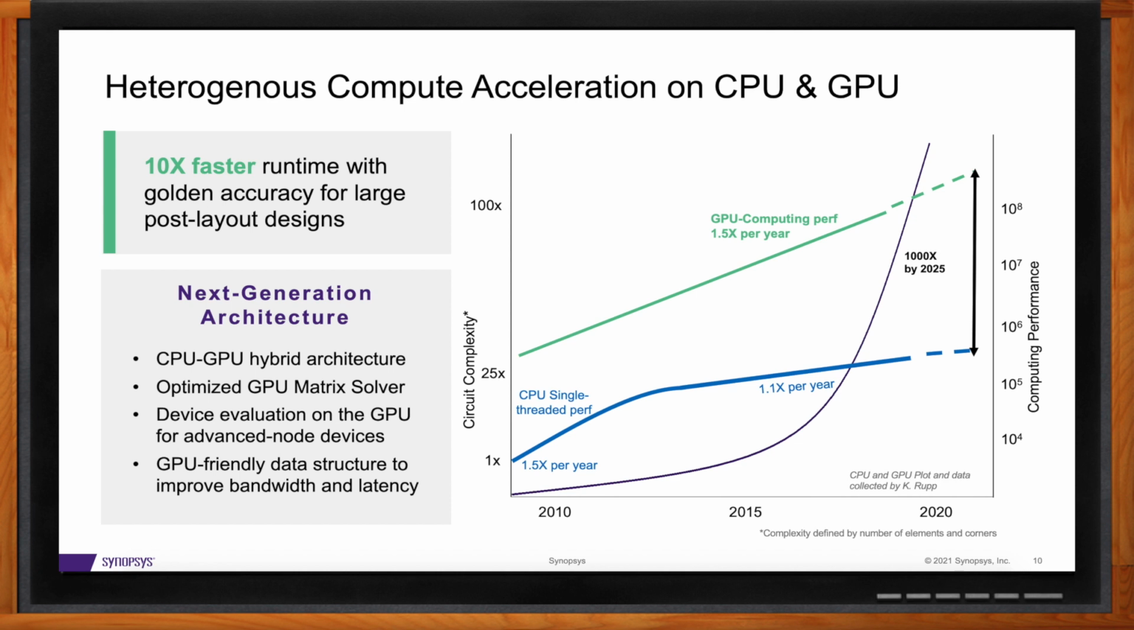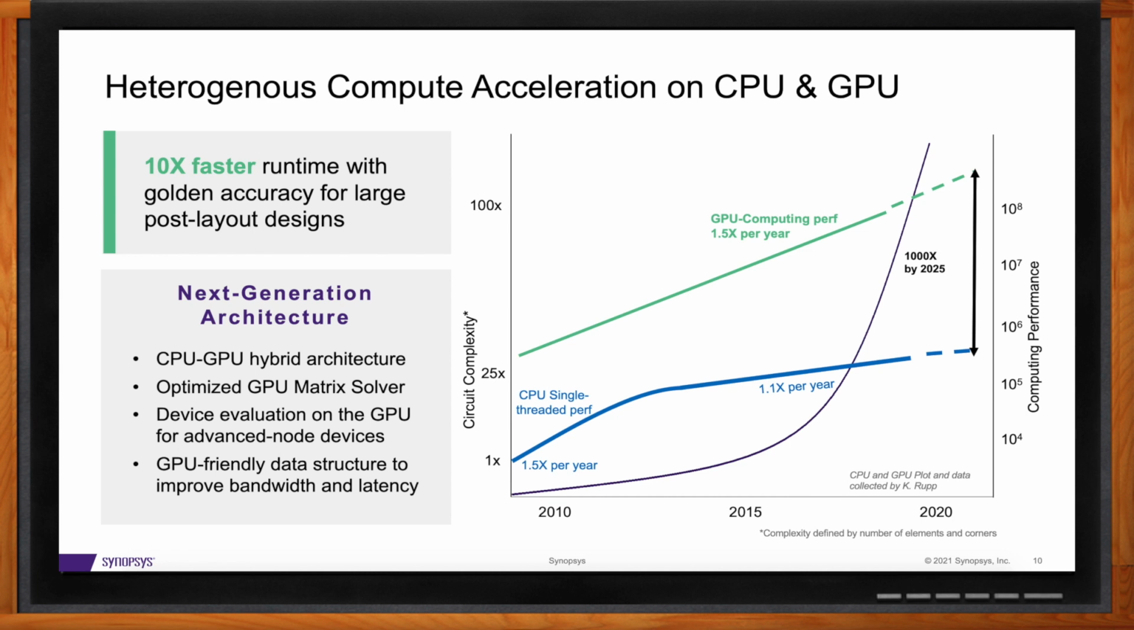And we have developed a new matrix solver on the GPU that benefits from the thousands of cores on the GPU to solve the matrix faster. And also, we have ported the device evaluation functions on the GPU. With the large number of cores on the GPU, we can almost evaluate every device on a separate core. And this is very useful, especially in advanced node where devices consist of hundreds or thousands of equations.